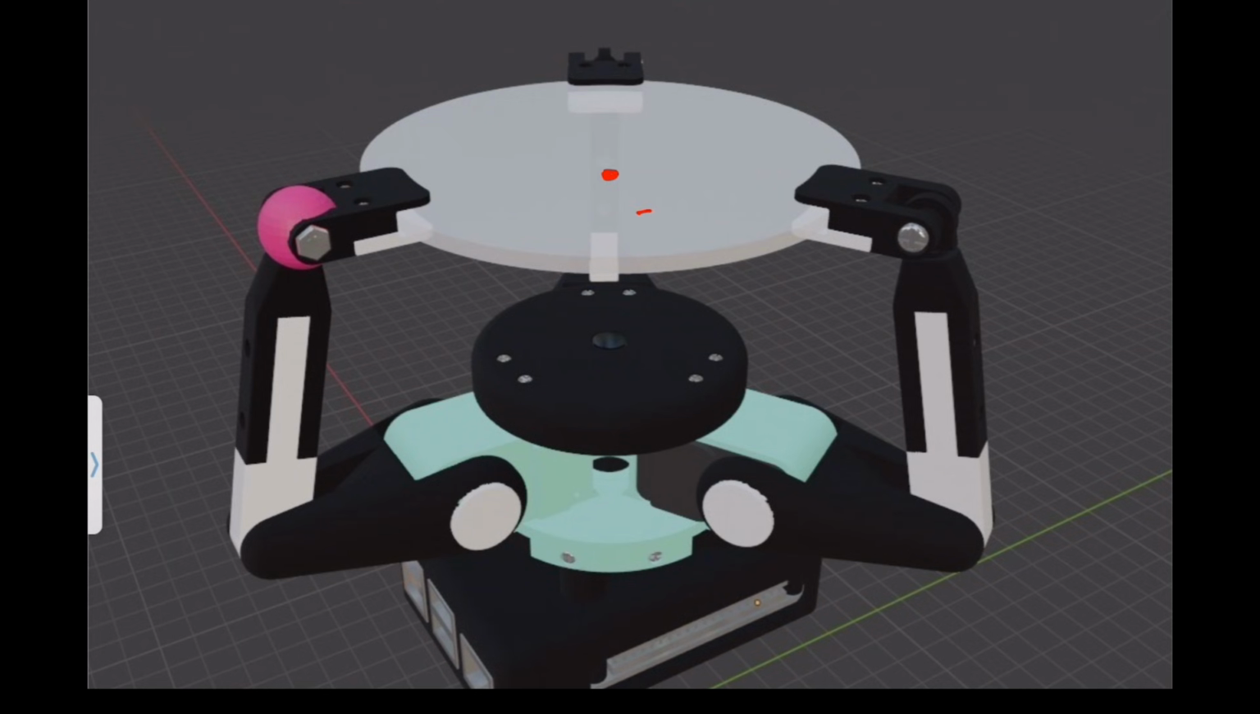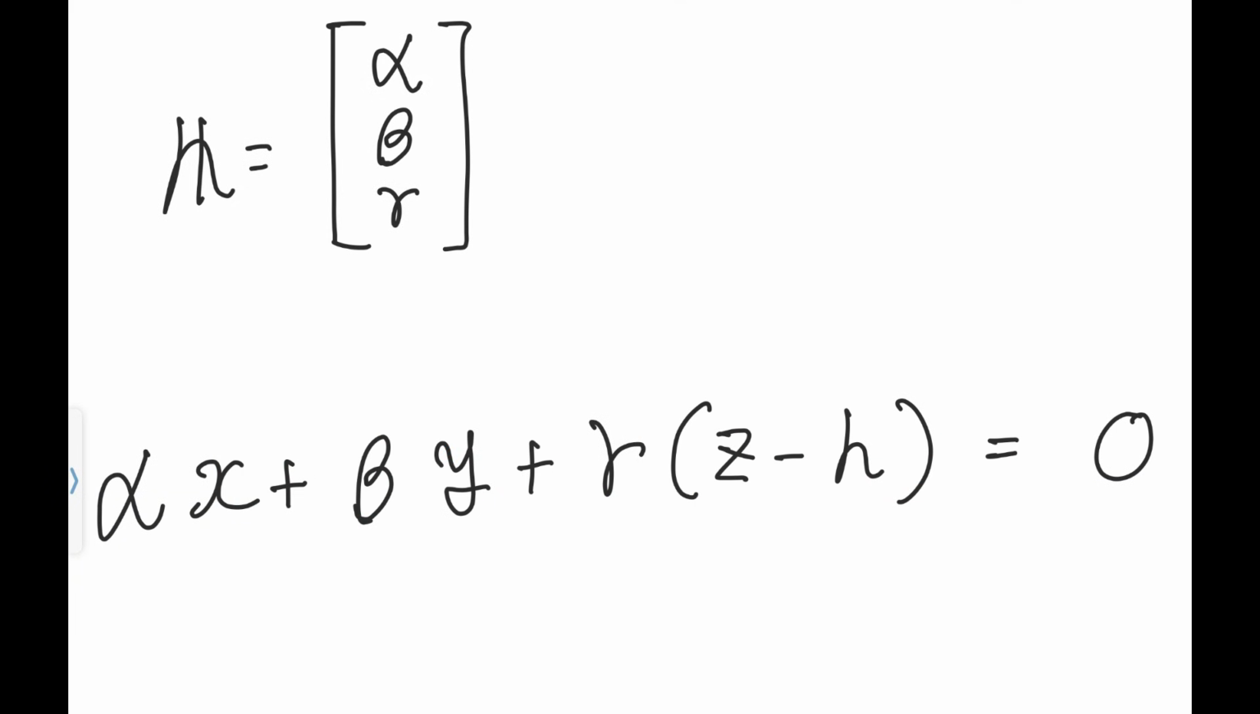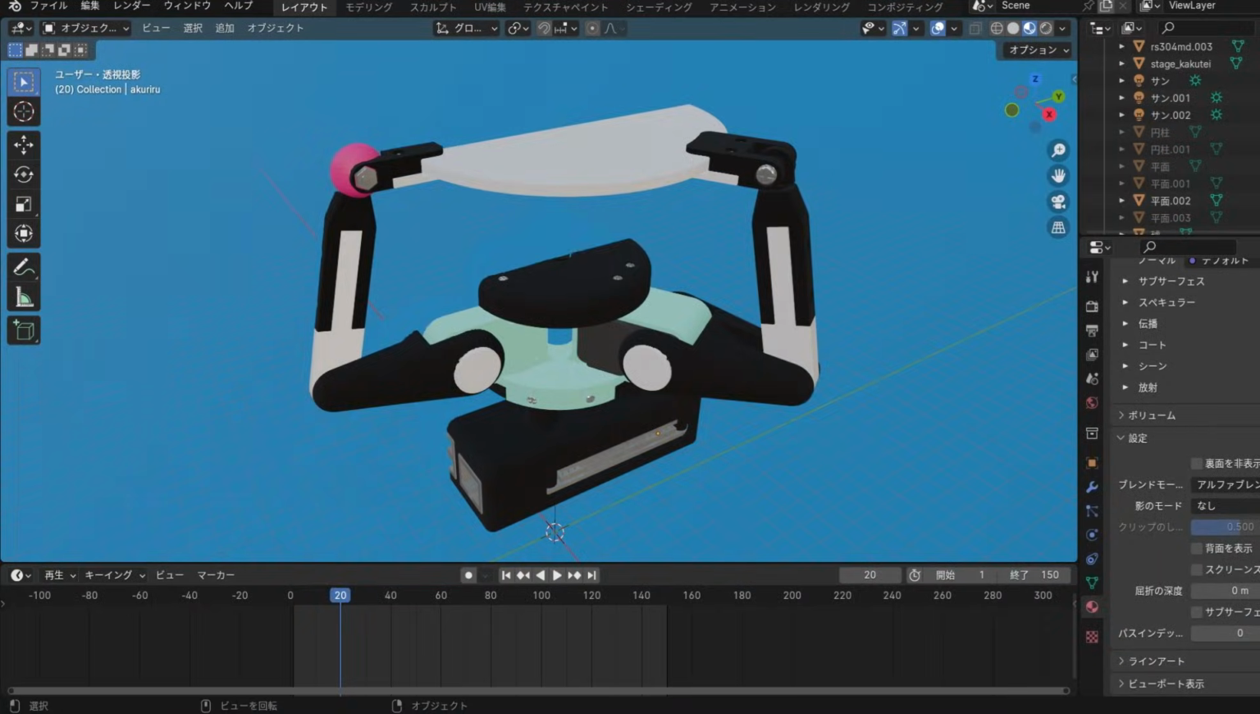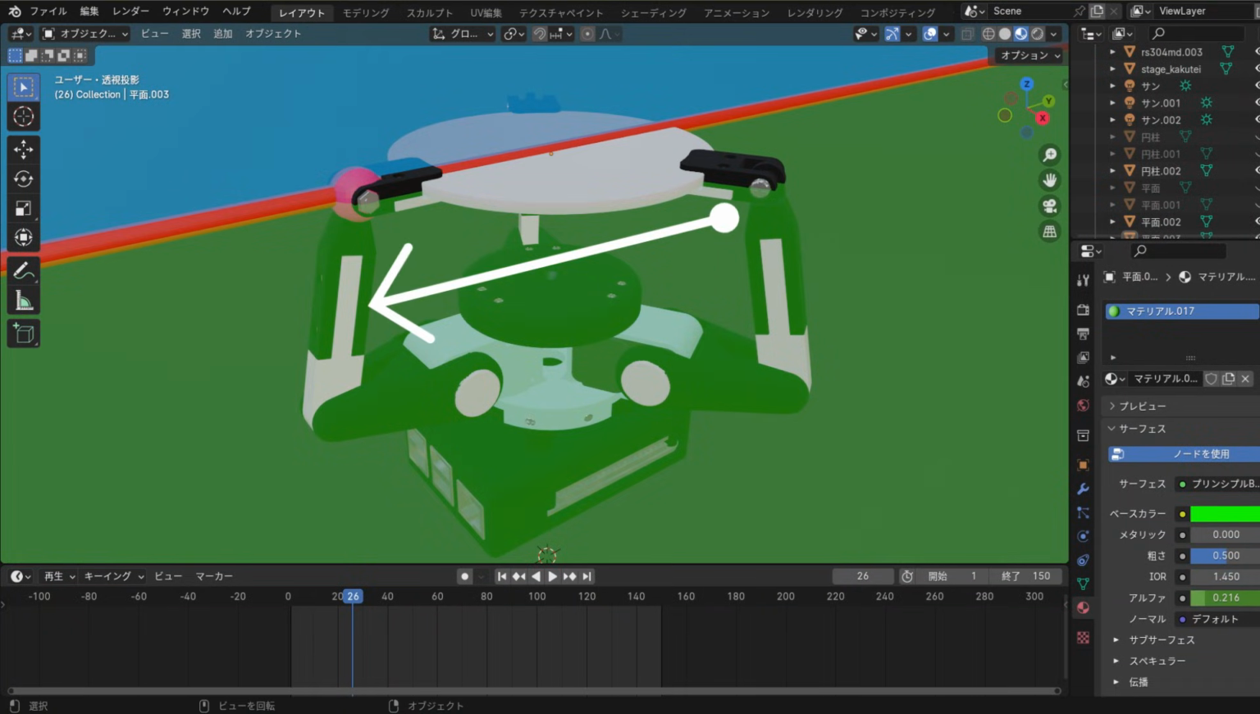The platform plane passes through its center coordinates, (0, 0, h), and has a normal vector n. If we denote the coordinates of the ball joint as (x, y, z), the vector from the platform's center to the ball joint is (x, y, z − h). This vector is perpendicular to the normal vector n, so their dot product is 0. We obtain the following equation. This is the equation of the platform plane. The equation of the other plane on which the ball joint lies, the xz plane, is of course y = 0. Solving these two simultaneous equations yields the following equation. This is the equation of the line.